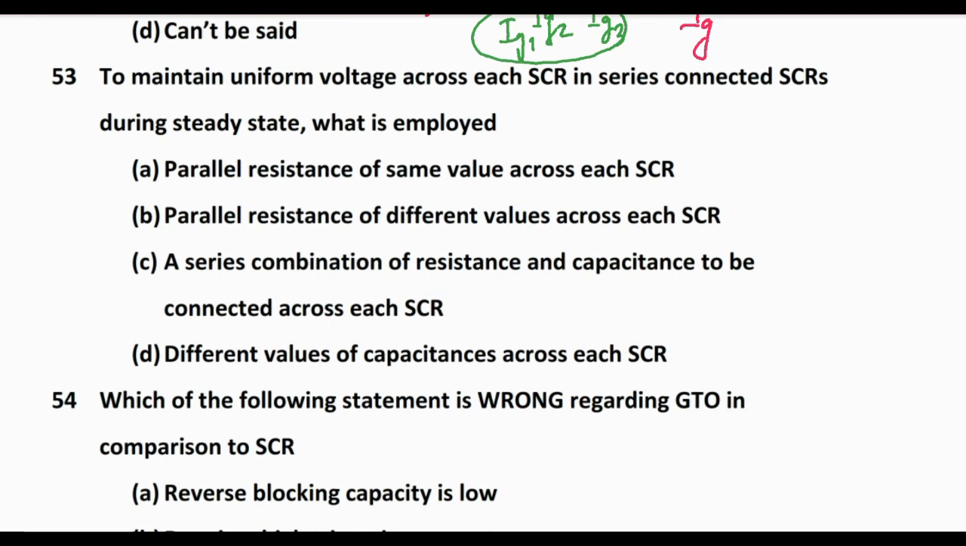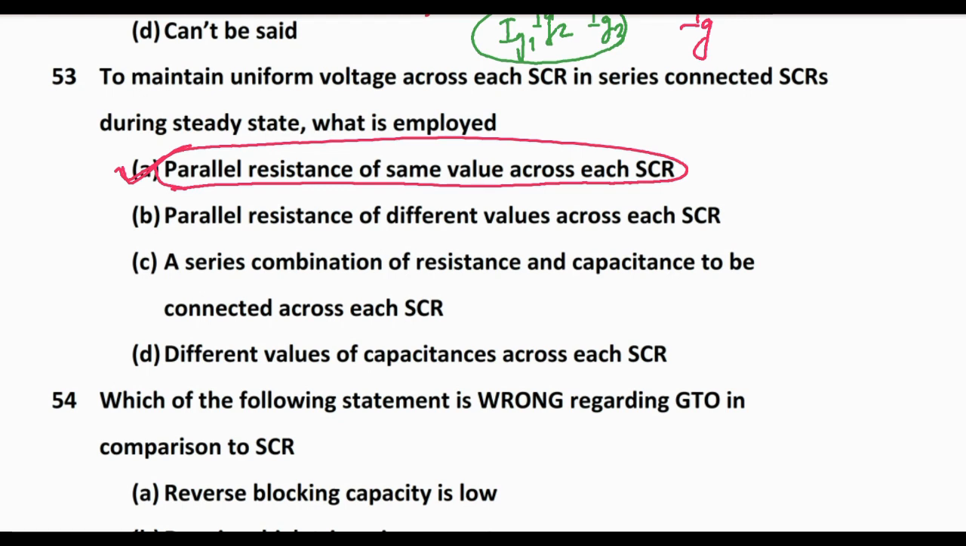So here during steady state, static equalizing resistances of the same value are to be connected across each SCR. So the answer is parallel resistance of the same value, and this resistance is called static equalizing resistance, and this acts only for the steady state to maintain uniform voltage across each SCR.